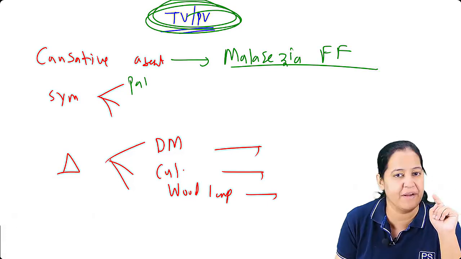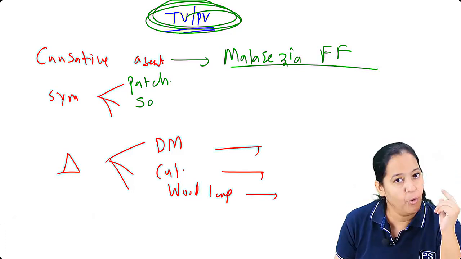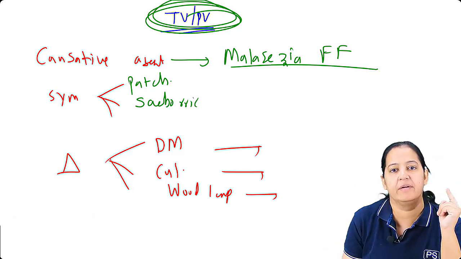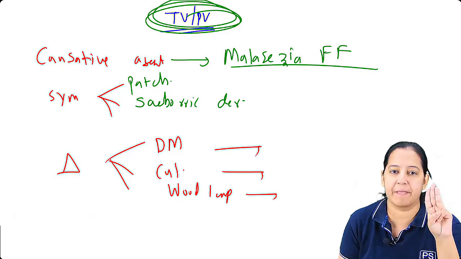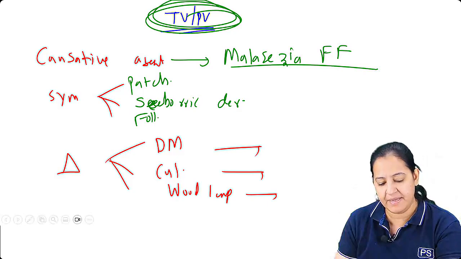Three symptoms. Number one, hypopigmented patches. Remember the diagram. Number two, dandruff. Dandruff is seborrheic dermatitis. Seborrheic dermatitis. And number three is folliculitis. Theek hai, chalo. Tell me how you do the diagnosis.